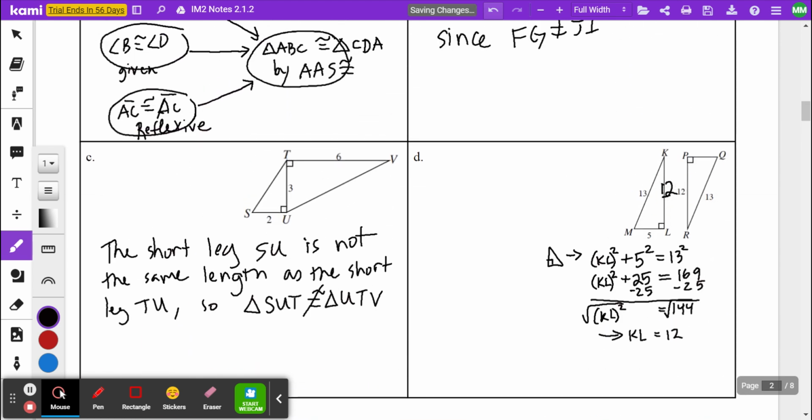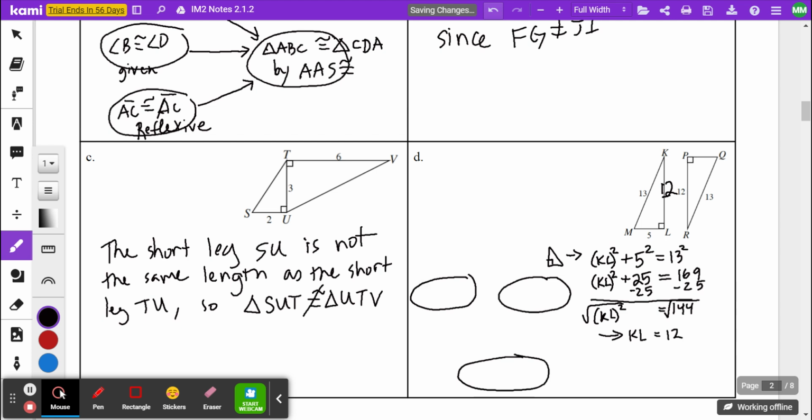And since it's length 12, I have the hypotenuse and the leg, and one leg being congruent for a pair of right triangles. So for hypotenuse leg, I need just two things. Let's see. Just the hypotenuse and the leg. Hypotenuse, leg, conclusion.